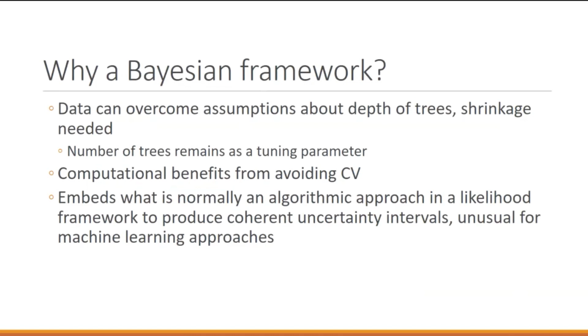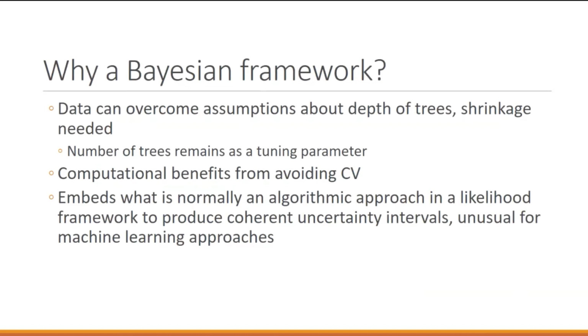We do still have a tuning parameter of the number of trees. In my experience, it doesn't make a huge amount of difference, so you probably don't need to do cross-validation on there to find an optimal number of trees, but you could. So we can overcome some assumptions. There are computational benefits from avoiding cross-validation on depth of trees and shrinkage needed, so we're having a more data-informed approach to that. Like I said, you might still want to cross-validate the number of trees, but I would say it's typically not necessary.